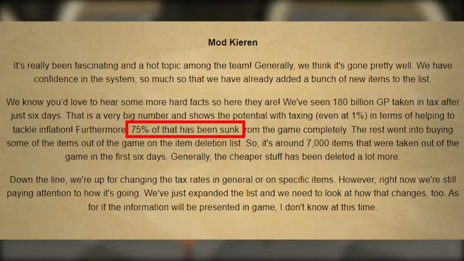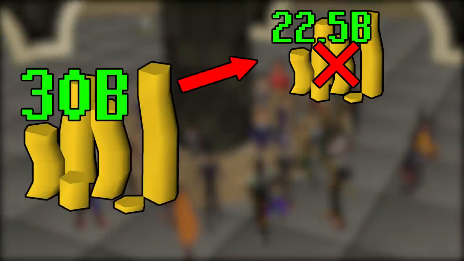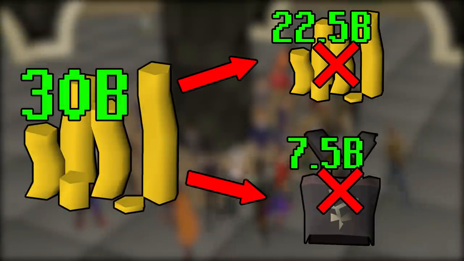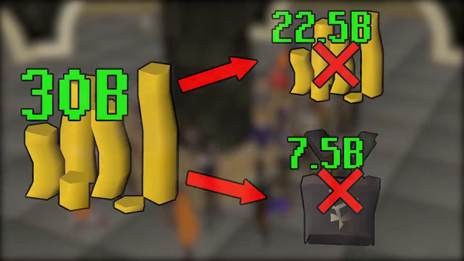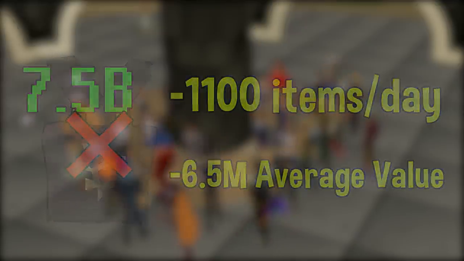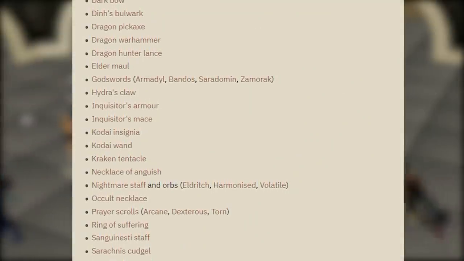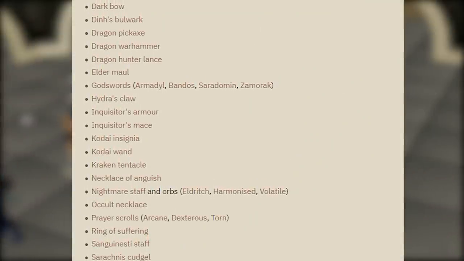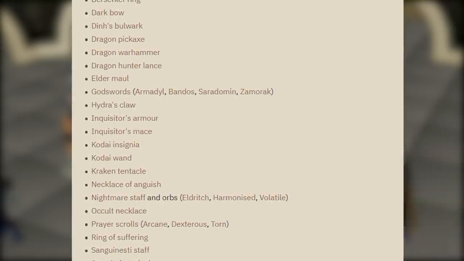Now with that said, as Kieran mentioned, 75% of that is used to sink gold, while 25% of that is left to sink items. So to be more specific, around 22 bill is sunk from the economy every day, while 7.5 bill is used to purchase items for the item sink. Now it goes on to mention that within the first 6 days, around 7,000 items were taken out of the game, which is around 1,100 per day. Now from that, we can extrapolate that the average item value that is being deleted is around 6.5 mil. So for the most part, cheaper items are being deleted while more expensive ones are not as frequent. At the time of these numbers being released, the entire cost of the item list, that being all of the items that are being sunk, was around 2.7 bill.